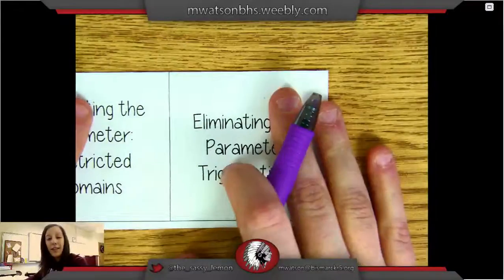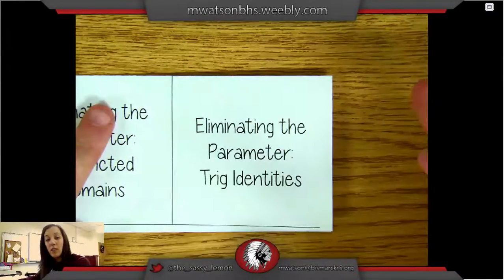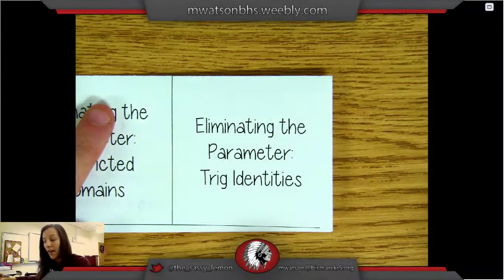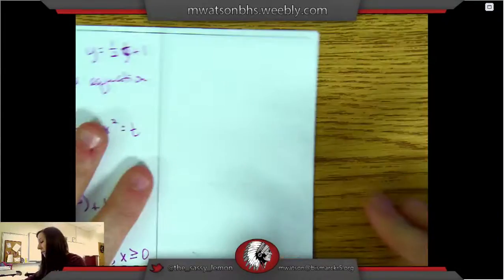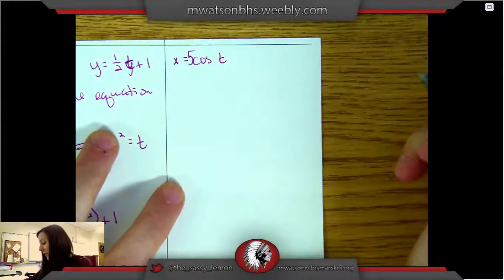Now we're about to get pretty trippy. Okay, I'm not going to lie to you, these ones just take practice, so stick with me. But say we start with x equals 5 cosine of t, and y equals 2 sine of t.